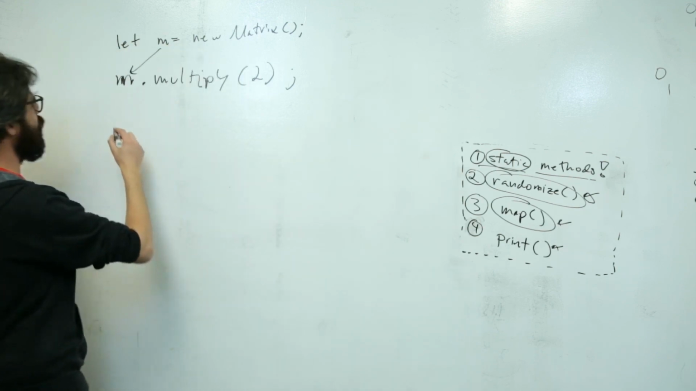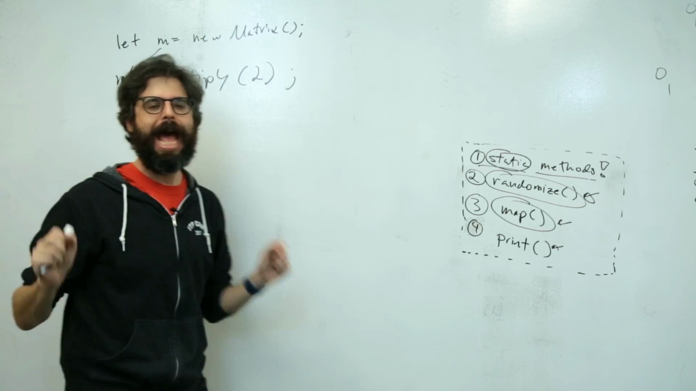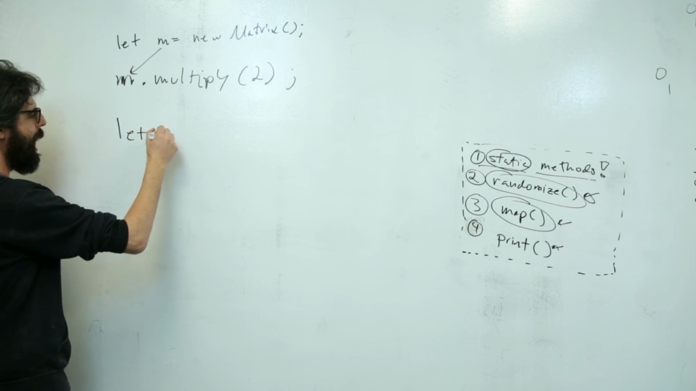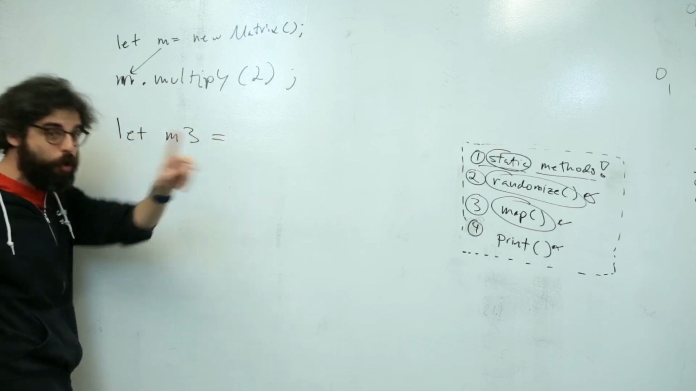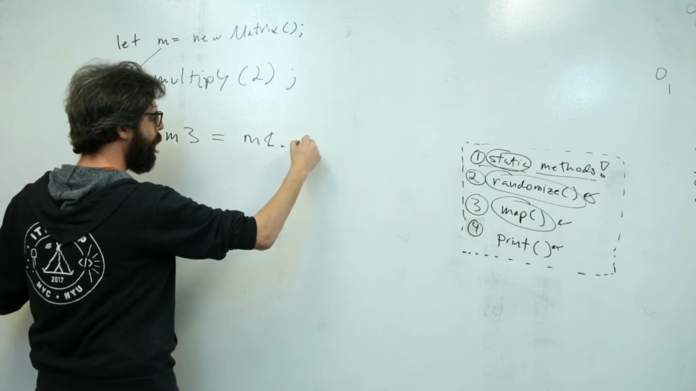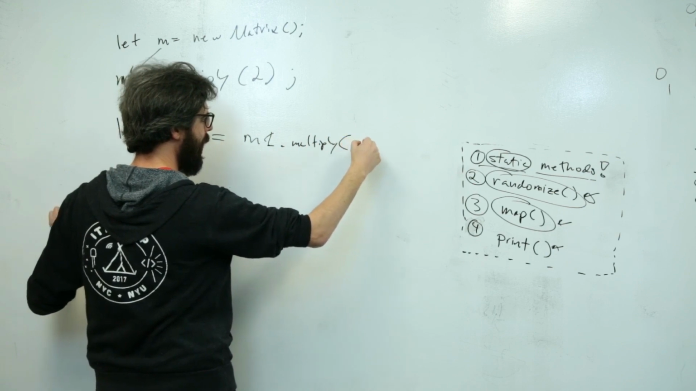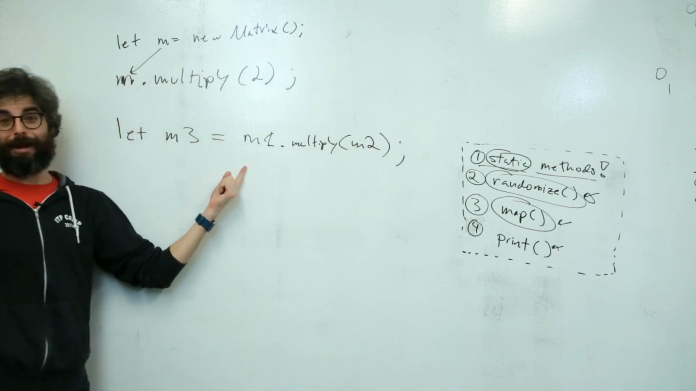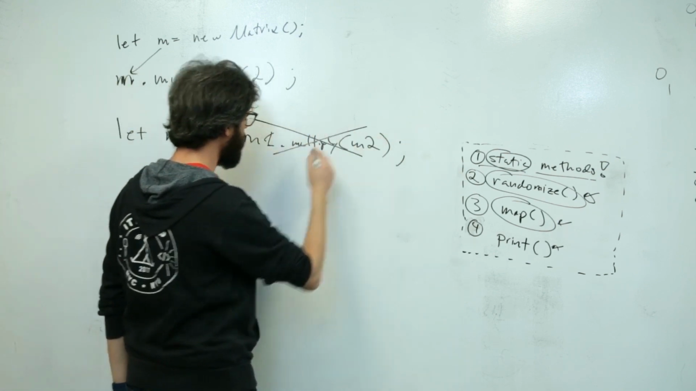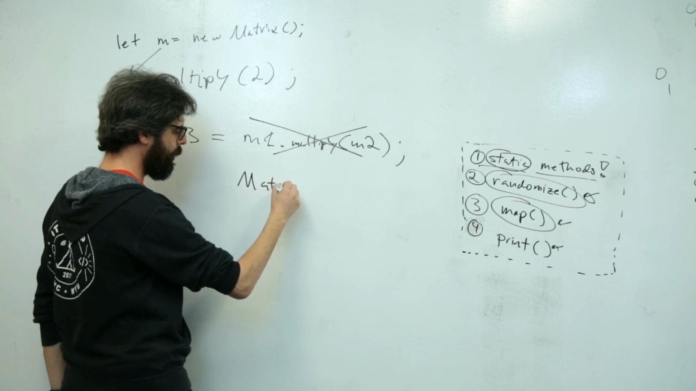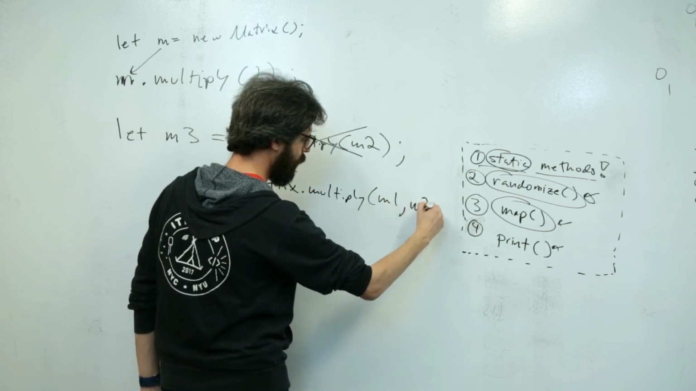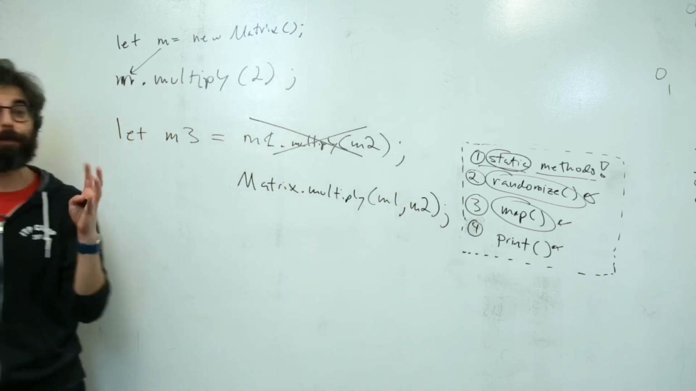But what if I had two matrices, M1 and M2, and I wanted to create M3? Currently the way the library works is I would say M1.multiply(M2). It would be fine to keep it this way, but I think what would work better is for me to actually say Matrix.multiply(M1, M2). And you've seen this before, right?